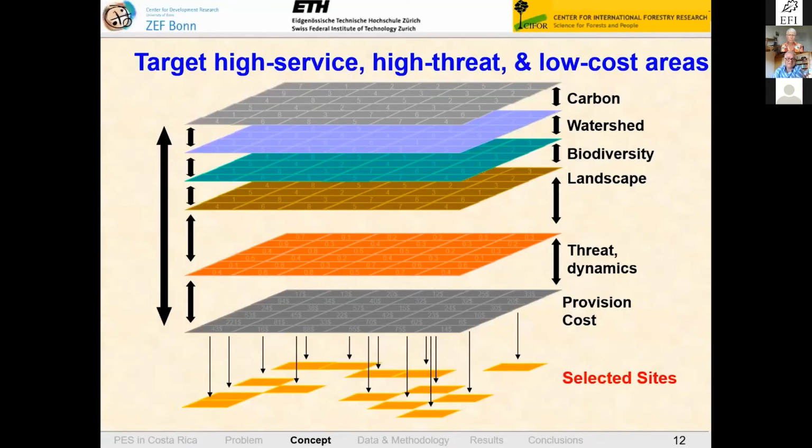So ideally, it should look like this: that you select spatially your areas to be enrolled under PES according to different layers of information about these environmental services we've been talking about, the threat and dynamics, and about the costs of provision. Of course, that requires you have good information about these, which is not always the case. Next, please.